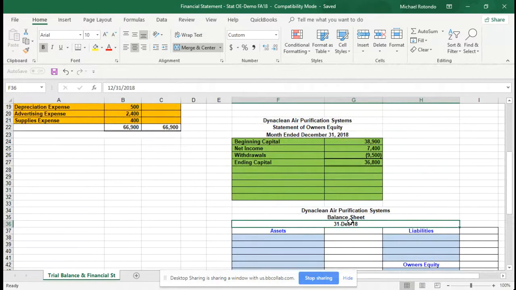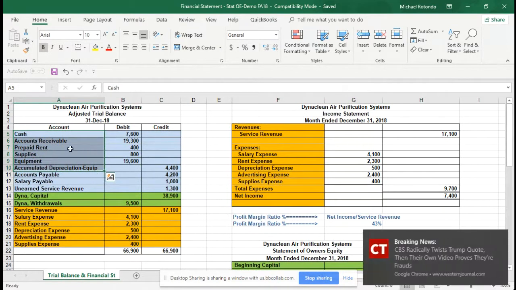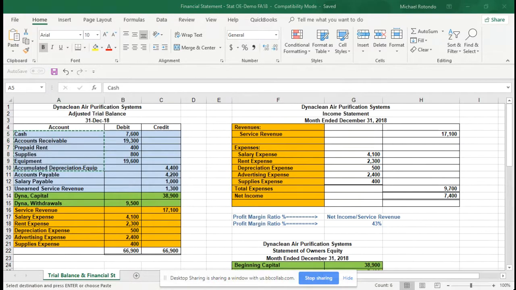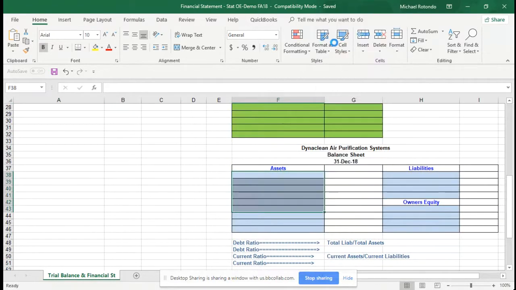So when we're doing the balance sheet, we can take down our assets. So we can go from cash down to accumulated depreciation equipment. Those are our assets, so we can copy those down. This type of balance sheet is called the account form, where we have our assets on the left and liabilities and equity on the right. There is also a report form balance sheet, which shows them in a vertical sense instead of horizontal.